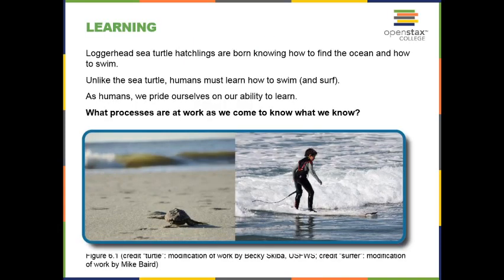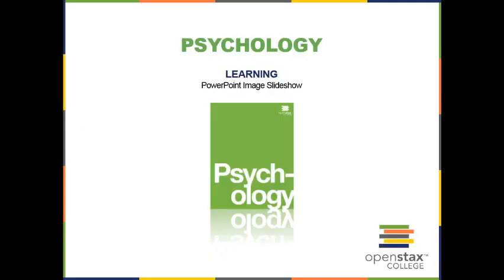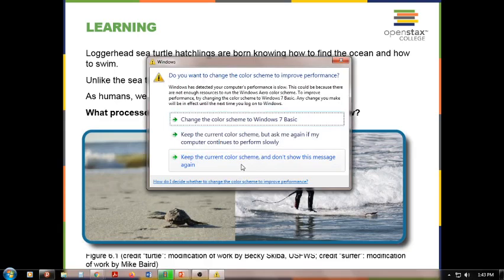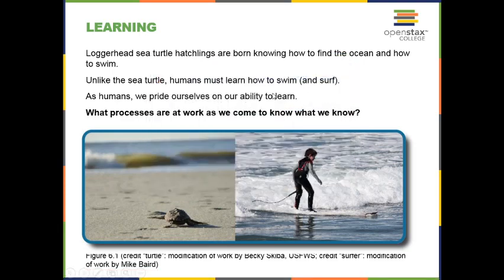Okay, so learning. Loggerhead sea turtle hatchlings are born knowing how to find the ocean and how to swim. Unlike sea turtles, humans must learn how to swim and surf. As humans, we pride ourselves with the ability to learn. Our edge from other animals is that we learn fast. What processes are at work as we come to know what we know?